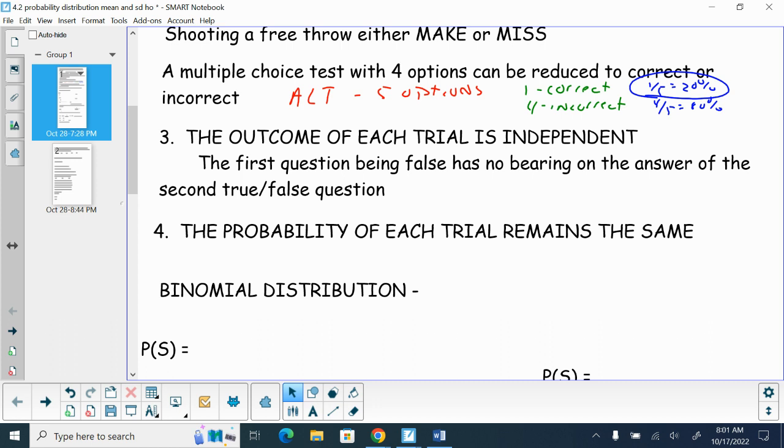Probability of each trial remains the same. These four conditions must be met to be a binomial experiment or binomial situation.